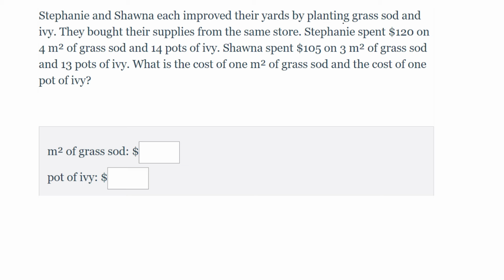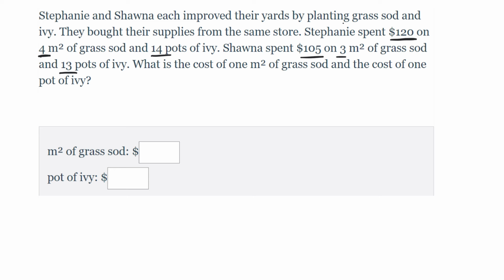So in this one, we will be creating and solving. It says Stephanie and Sean each improved their yards by planting grass sod and ivy. They bought their supplies from the same store. Stephanie spent $120 on 4 meters squared of sod. Now, the meters squared is not a calculation, it's just telling what it is. So we have 120, 4 meters squared, grass sod, and 14 pots of ivy. Sean spent $105 on 3 meters of sod and 13 pots of ivy.